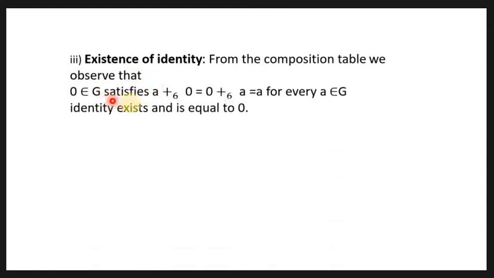Existence of identity. From the composition table, we observe that 0 belongs to G and satisfies A plus mod 6 0 is equal to 0 plus mod 6 A is equal to A for every A belongs to G. Therefore, identity element exists and equal to 0.